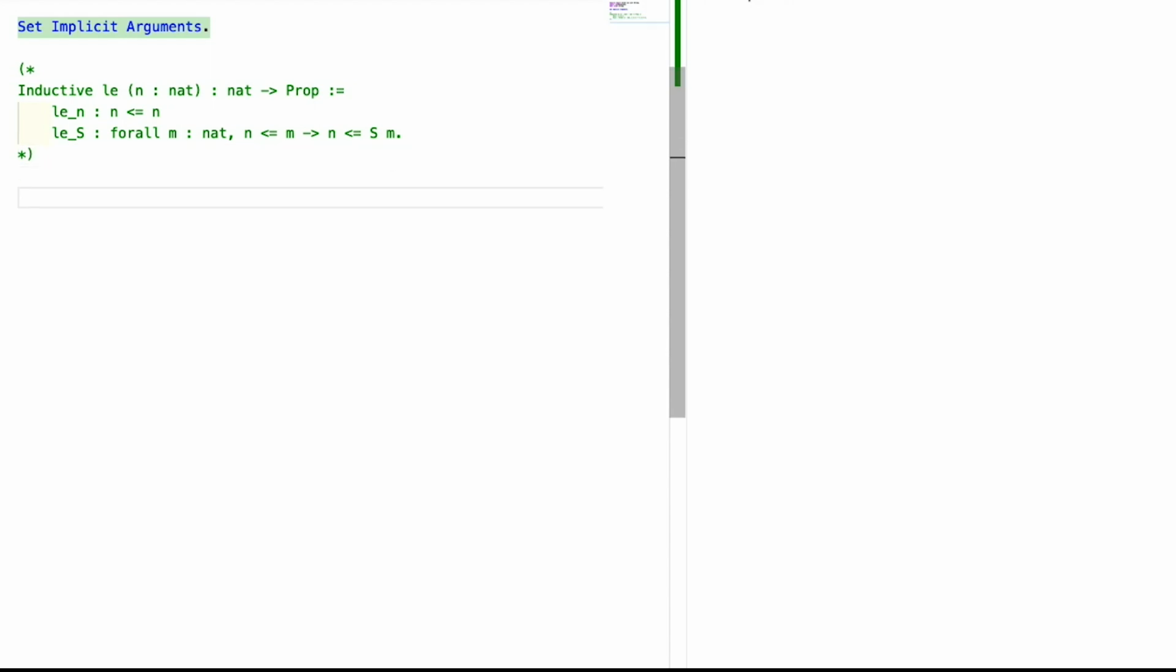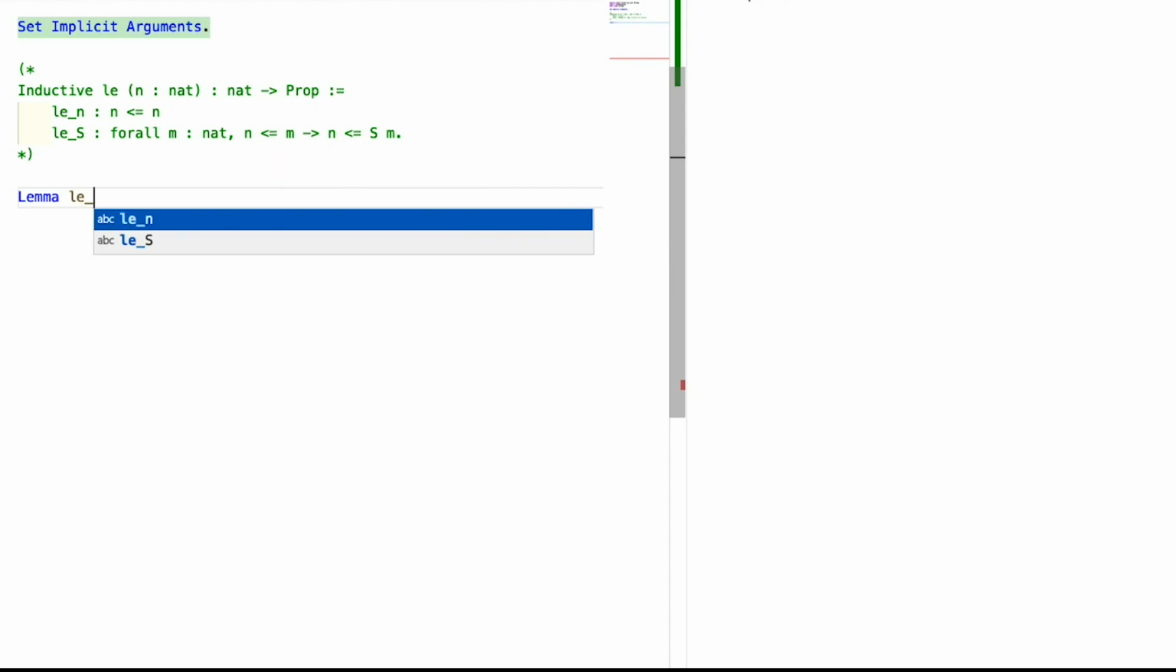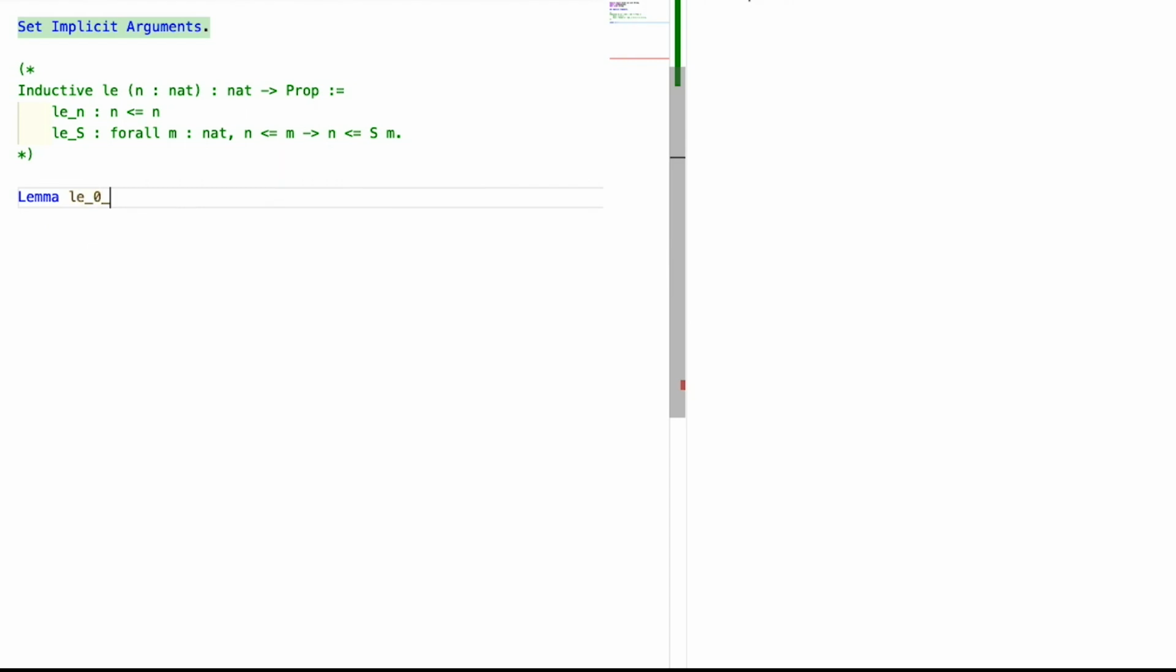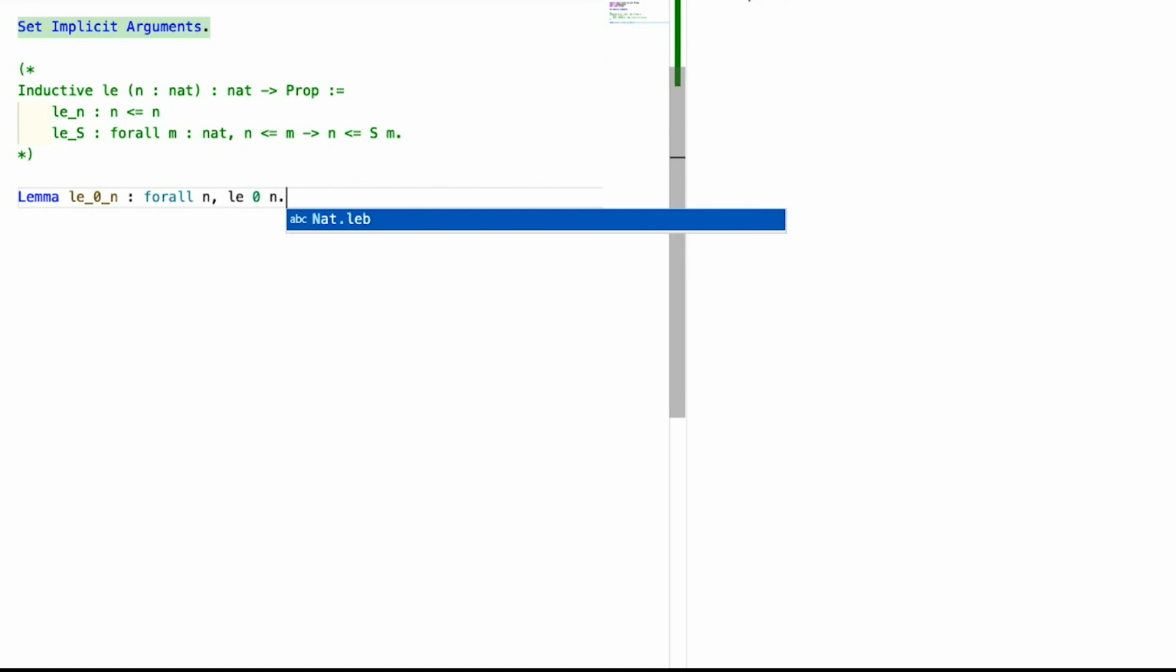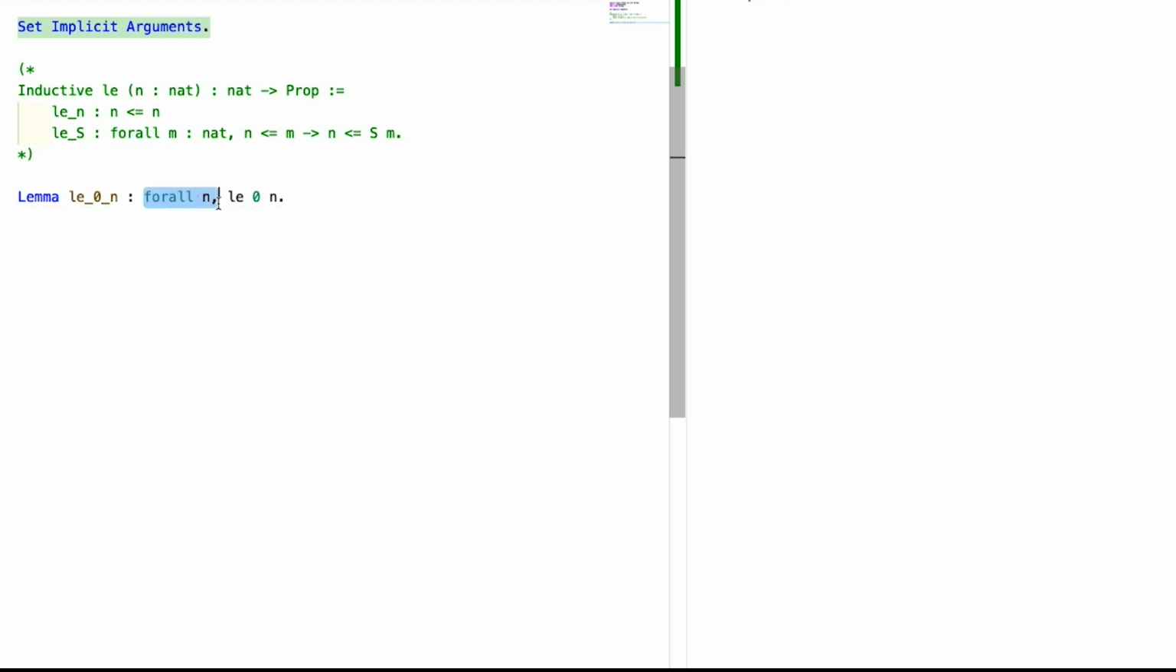So to begin, we are going to prove a simpler lemma, and that is that 0 is less or equal to n for all n. So this is the definition. This was the name. This is saying that our lemma applies for all n, and this is the actual lemma, which is very short in this case.